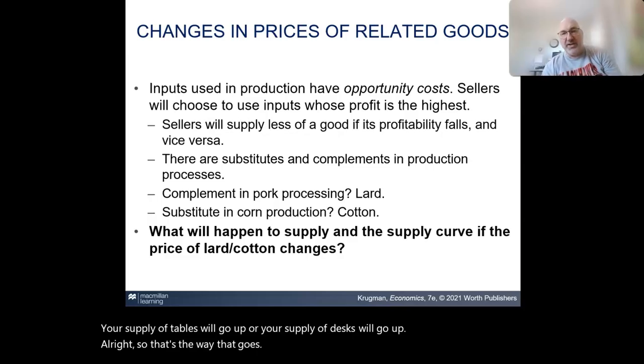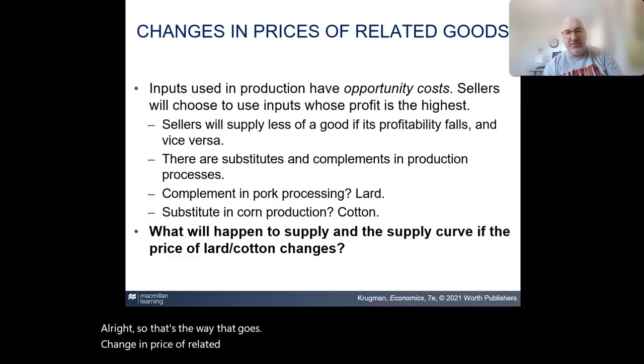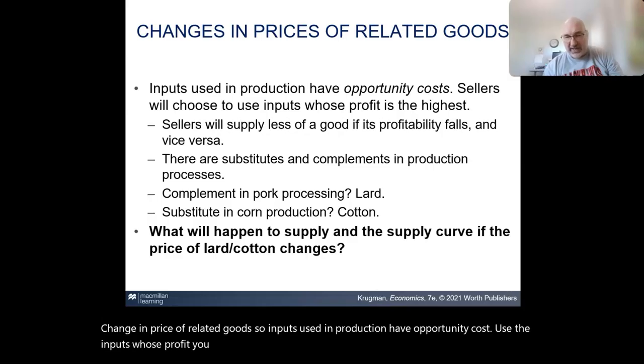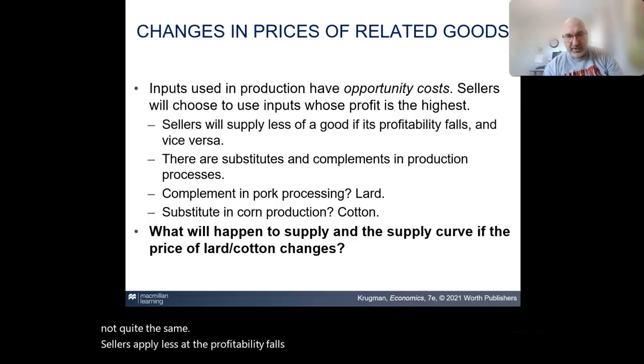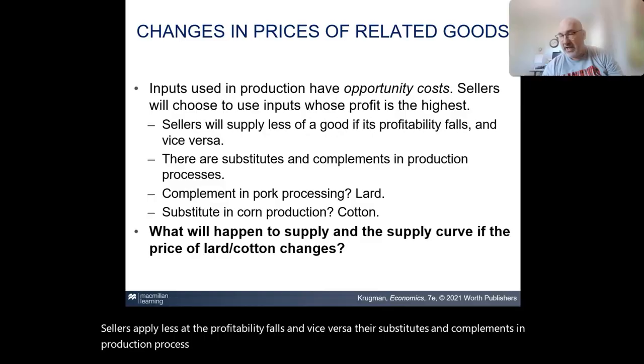Change in price of related goods. So inputs used in production have opportunity cost. You use inputs whose profit is the highest. There's another version of this in demand, but it's not quite the same. Sellers supply less if the profitability falls, and vice versa. There's substitutes and complements in the production process. So basically, we're looking at substitutes in production.